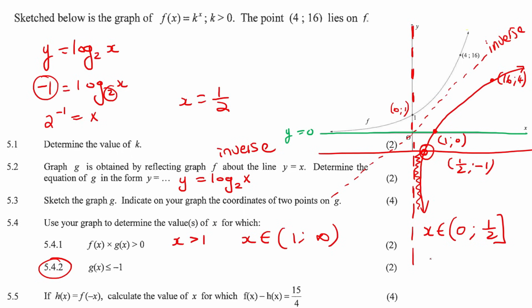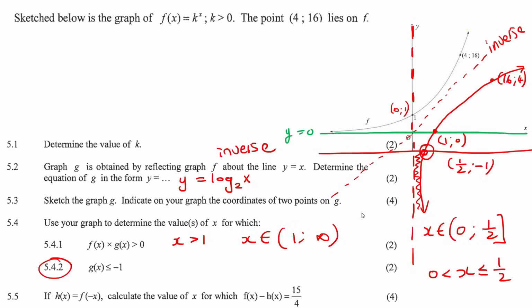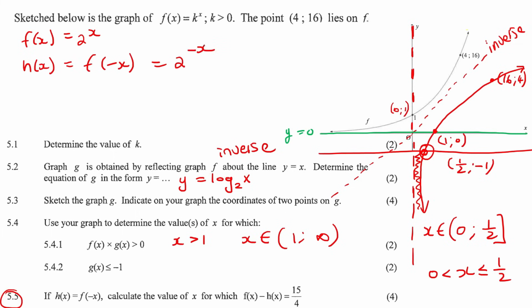Okay, now if you use set builder notation, you could say x is bigger than 0 but smaller than or equal to a half. This question says, if h is equal to f with a minus x in it. Okay, so that means that if f of x is 2 to the x, then h of x, which they said is f of minus x, then you're just going to plug a minus into the place of x. There we go. So that's the equation of h.